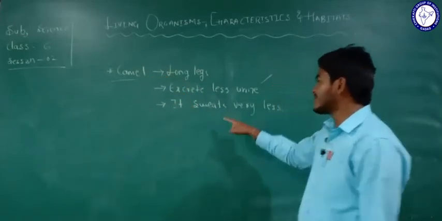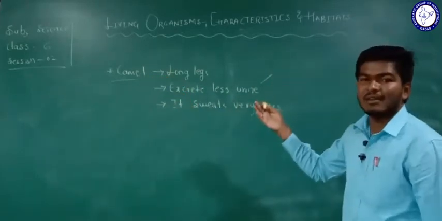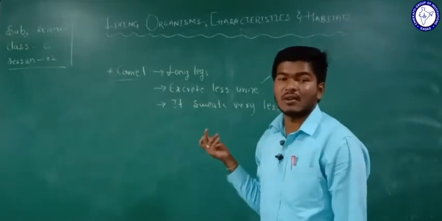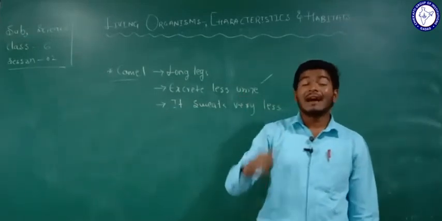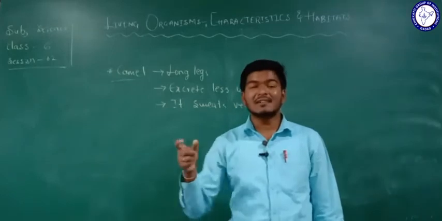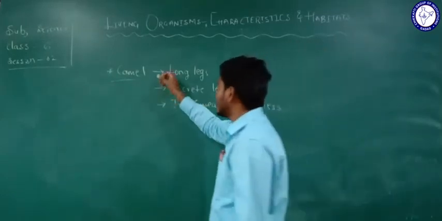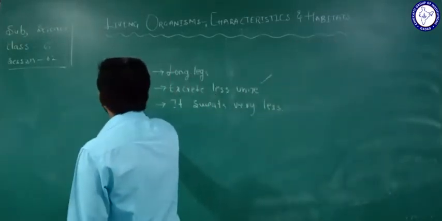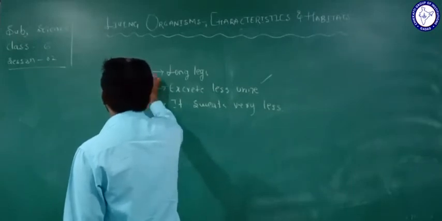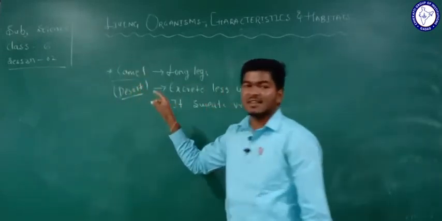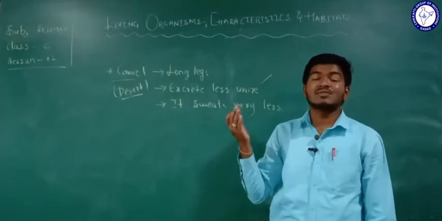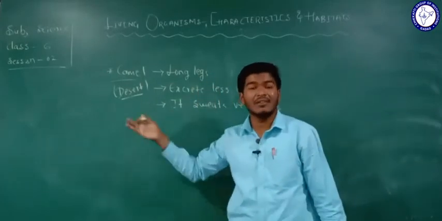And another condition, that is, it sweats very little. Again, I am taking this due to the reason of less water. Next I am going to consider another animal which is present in a different place. I considered one animal, the camel, which is present in the desert. The camel has characteristics which are helpful to survive in the desert.